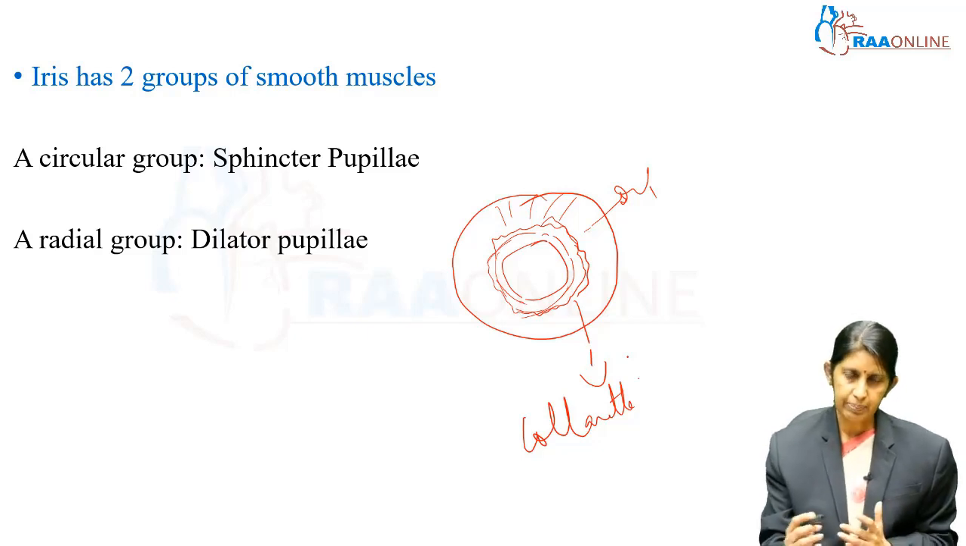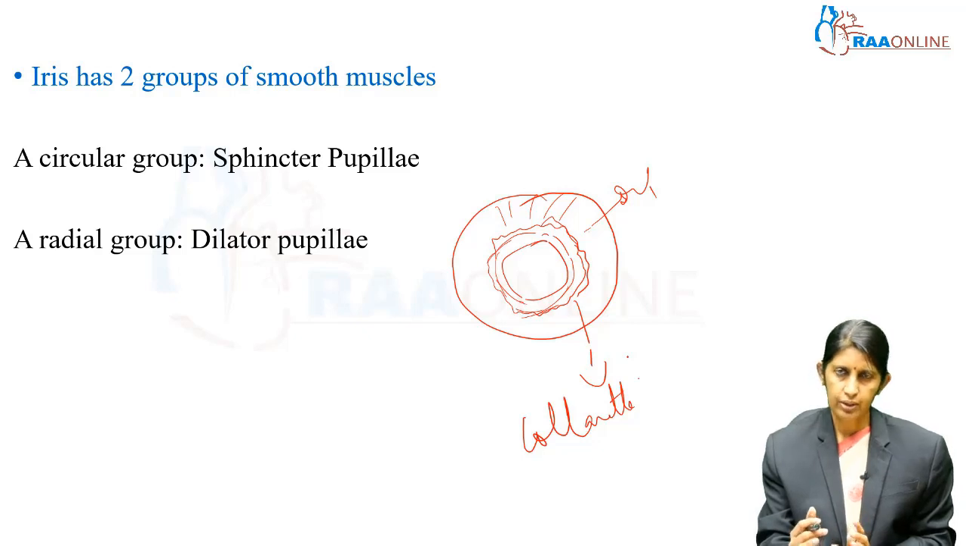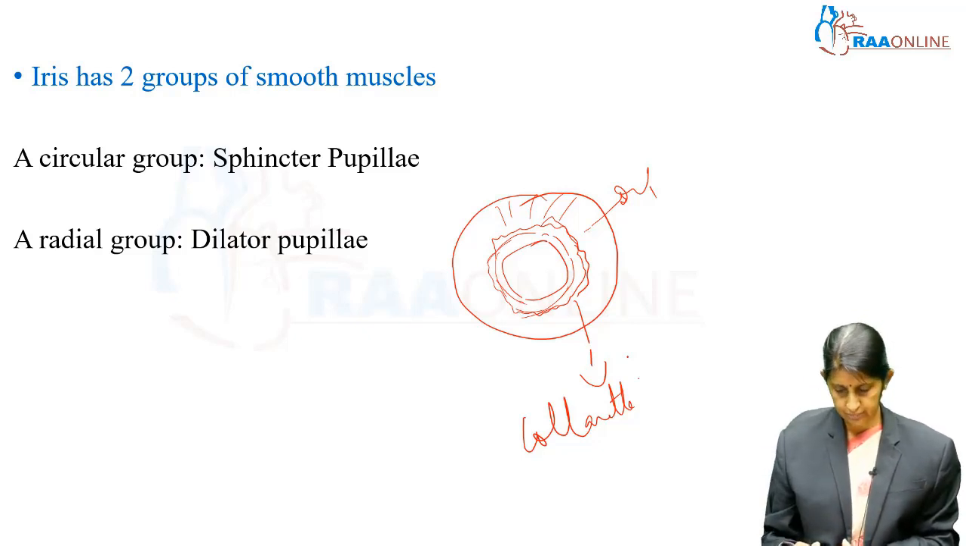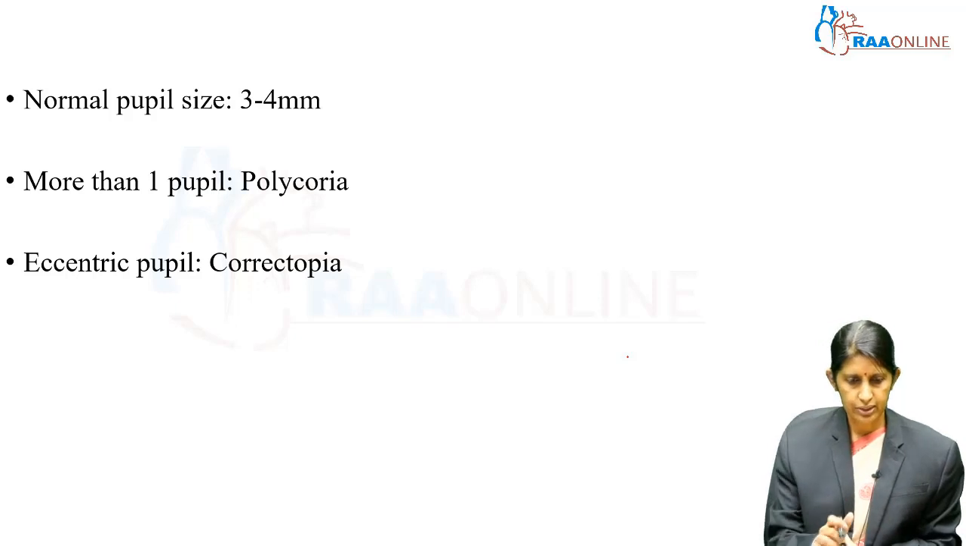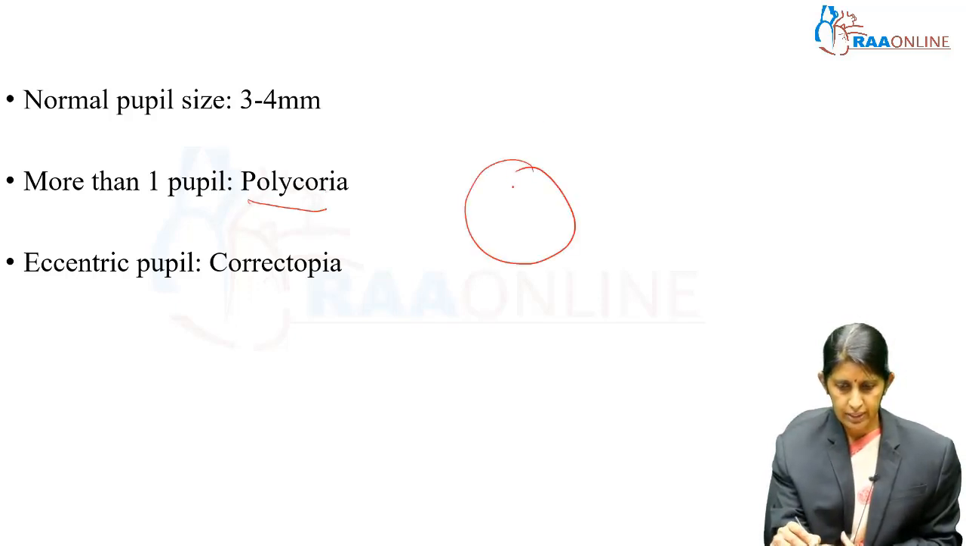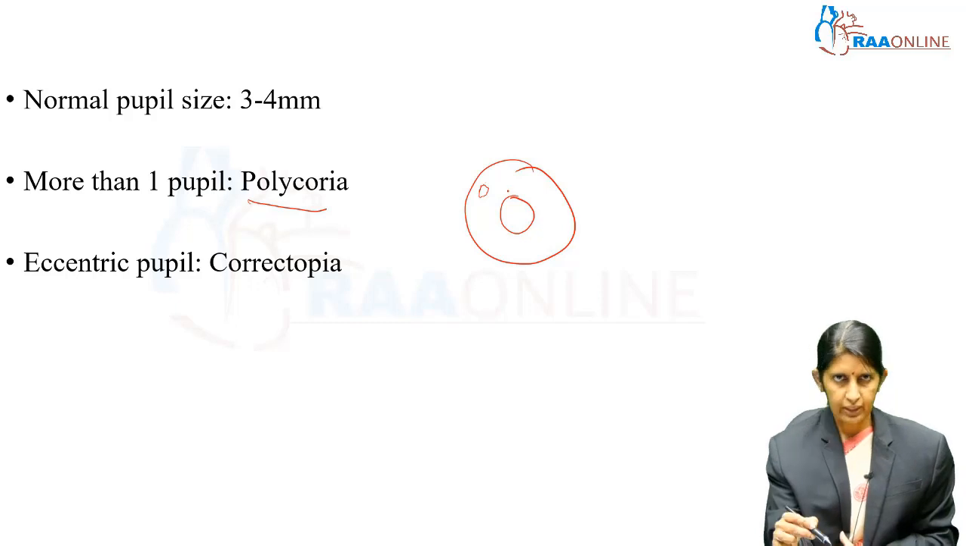So, it is the interplay between the sphincter muscle and the dilator muscle which actually coordinates pupillary dilatation or pupillary constriction. The normal pupillary size is about 3 to 4 millimeters, and we also need to know certain terminologies. The word polychoria refers to more than one pupil. Normally the pupil is present only in the center, so the presence of another aperture is called polychoria. And correctopia is the presence of an abnormal or eccentric pupil.